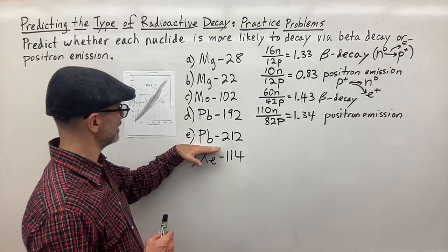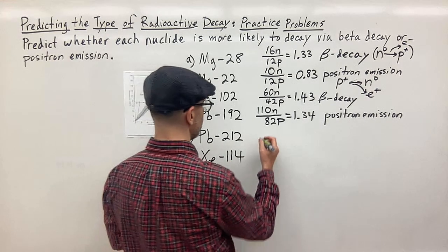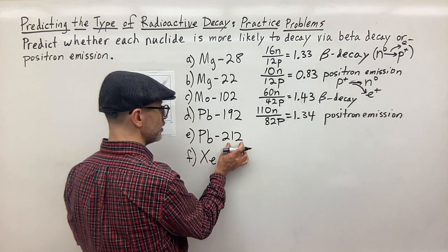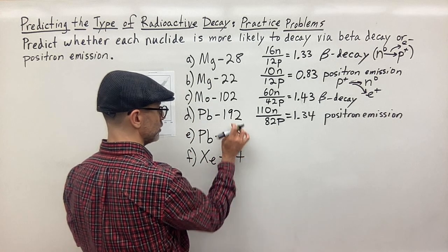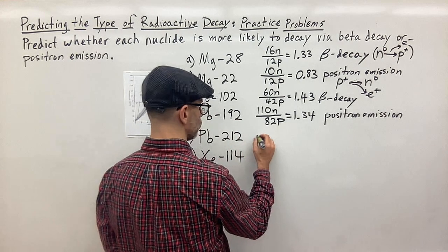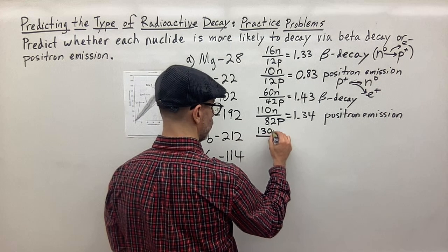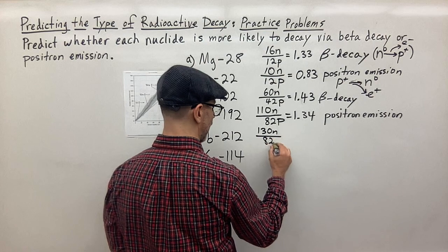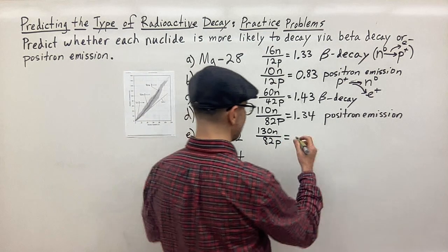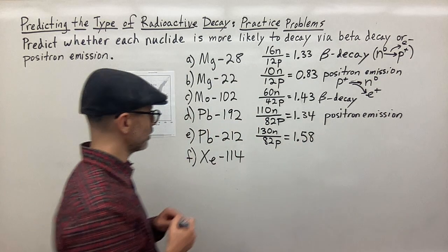So next is lead 212. Now you can see here that we have a heavier isotope of lead. So we're going to expect the ratio to be higher this time around. So we're going to remove 82 again. Here we went from 192 to 212, so we gained 20 particles. That means we've gained 20 neutrons. So this is going to be 130 neutrons, and still we have 82 protons. Now you calculate this and you get 1.58, I believe is what the calculation is.